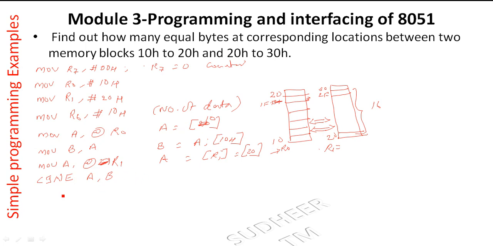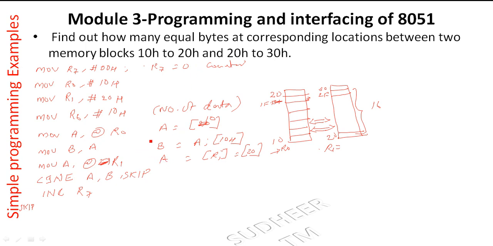So let us find the label here. If they are equal, we need to increase the counter. Where is the counter? Here in R7. So it is INC R7; if they are equal, it will increase, otherwise it will skip this instruction. That's why the skip label is here. So CJNE A, B, skip.